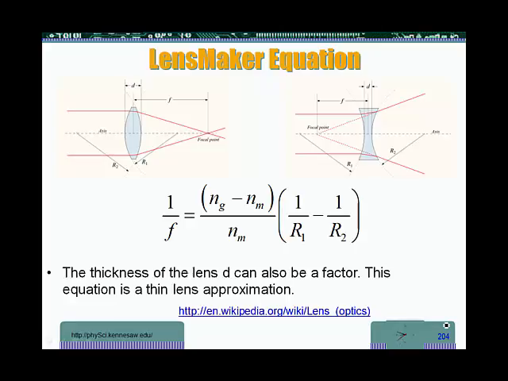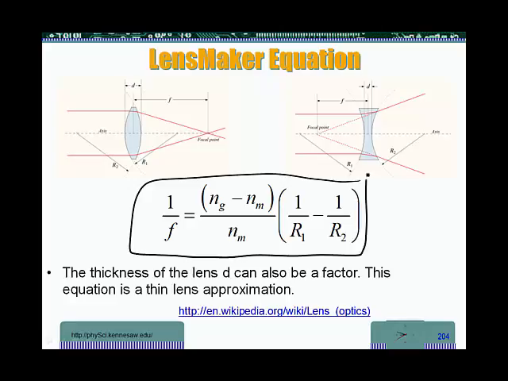Now, the Lensmaker equation is here. 1 over f is equal to the index of refraction of the material making up the lens, n sub g, g for glass, whatever material we are using to make the lens with. And then n sub m is usually 1, because most of the lenses we make are intended to be used in an environment where they are surrounded by air. However, for a lens that's going to be used in water, n sub m has to be the index of refraction of the medium. In that case, that would be the index of refraction of water.